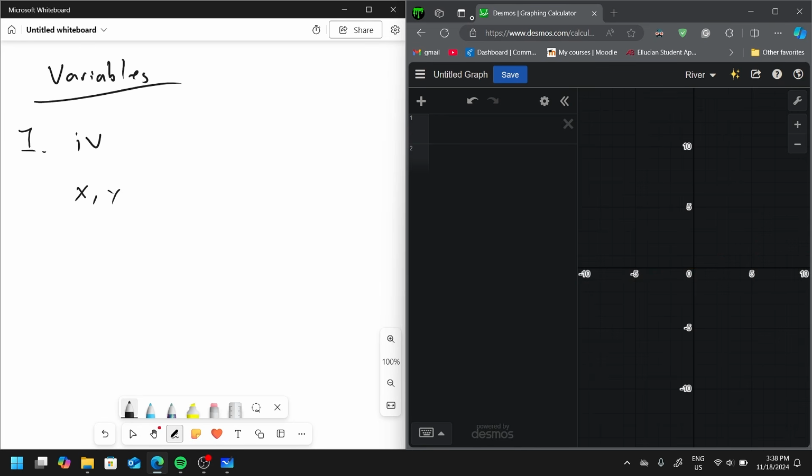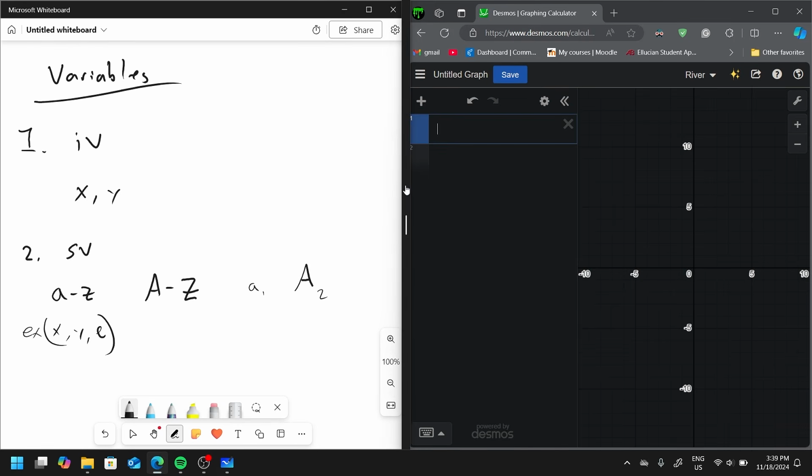Now, the second type of variable is what you call a specific variable. Specific variables hold specific values. And they can be denoted with any lowercase letter, A through Z, excluding X and Y. They can be any capital letter, A through Z, and they can be any letter, uppercase or lowercase, with a subscript. Subscripts turn anything into specific variables. So I can give you an example of what a specific variable might be.